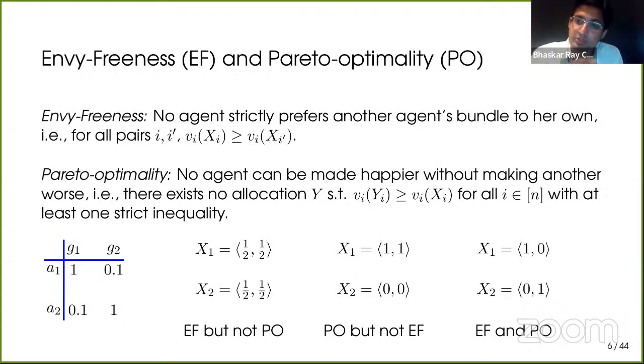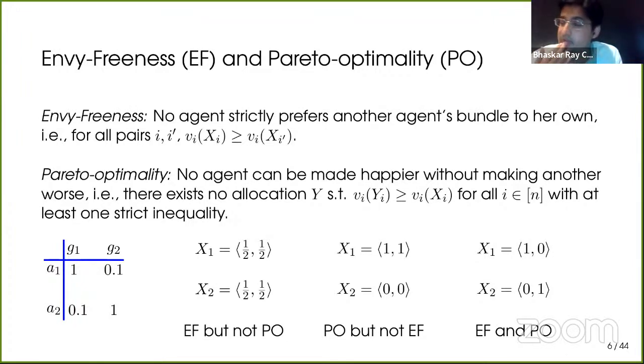So I want an allocation which looks like this, which is envy-free and Pareto optimal at the same time, where you allocate the entire good 1 to agent 1 and the entire good 2 to agent 2. Okay, so is it clear what I want to find? So what is given in the problem and what I want to find?